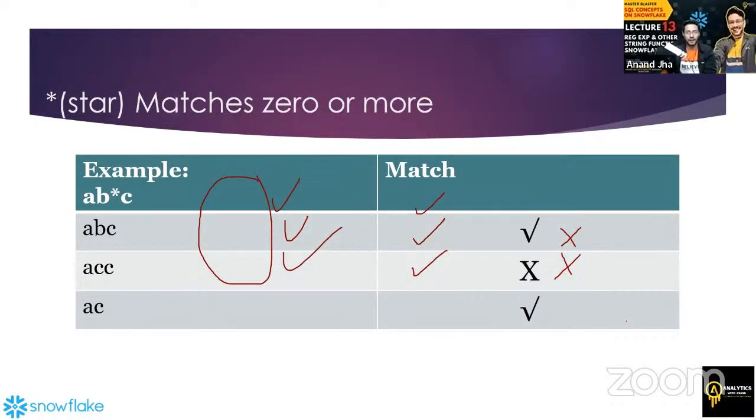One minute. Try to analyze this. Here it is fine. It says, guys, zero or more. Zero or more character. Correct? So star means zero or more character. So either it can be C or 1 or 2 or 3. Zero or more, that's why it's taking. You can always try it in the Snowflake.